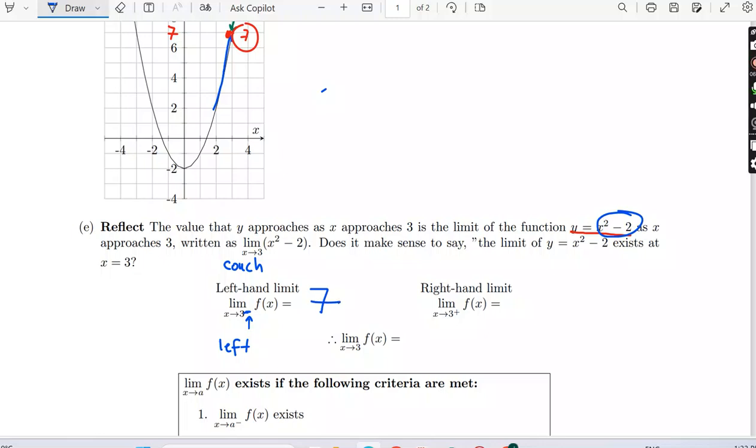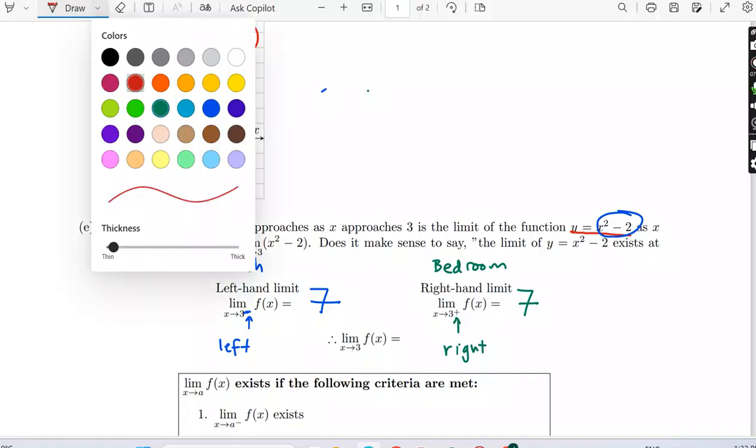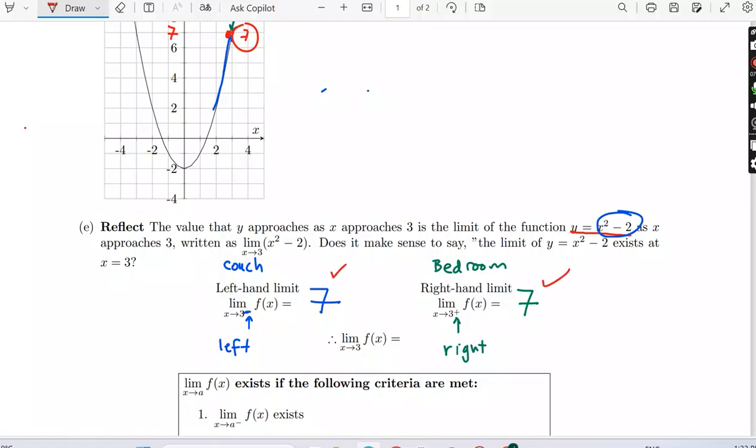Okay. Now we check the same thing for the other side. So the right-handed limit as x approaches 3 from the right is going to be 7 as well. Now, if both the left-handed limit and the right-handed limit are the same, which they are, then we can say the limit as x approaches 3, notice how there's no left or right side, is just the number 3. The limit of f(x) as x approaches 3 will equal 7.